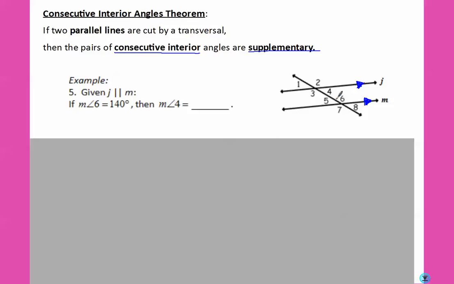If the measure of angle 6 is 140 degrees, what is the measure of angle 4? If they're supplementary, we know they have to add up to 180. So 180 minus 140 leaves us that the measure of angle 4 must be 40 degrees.